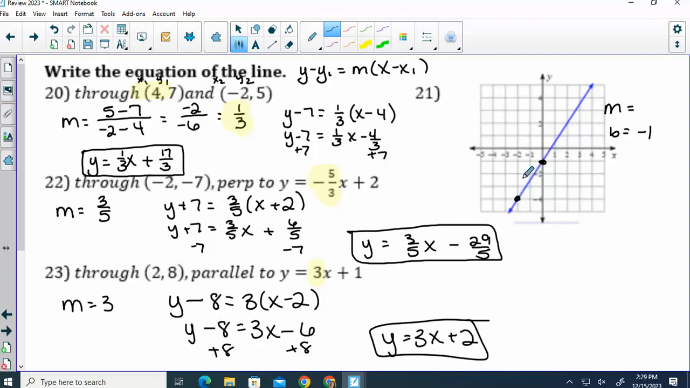That would work. So my slope, if I do rise over run, from there we have to go up 1, 2, 3, and over 2. So my slope is 3/2. So then the equation y equals mx plus b equals 3/2 x minus 1. Any questions about writing those equations?